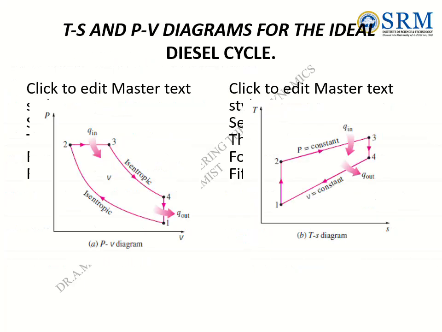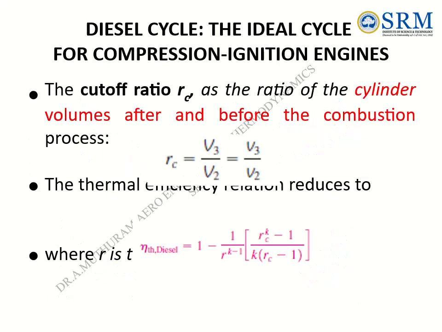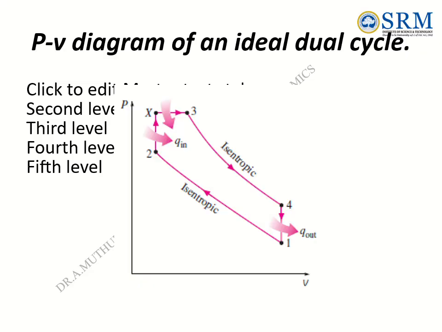TS and PV diagrams for the ideal diesel cycle. TS and PV diagrams for the ideal petrol and diesel cycle. Diesel cycle cutoff ratio rc, in the ideal cycle, is the ratio of the cylinder volumes after and before the combustion process. The thermal efficiency relation reduces to the following, where r is the compression ratio. PV diagram of an ideal dual cycle.